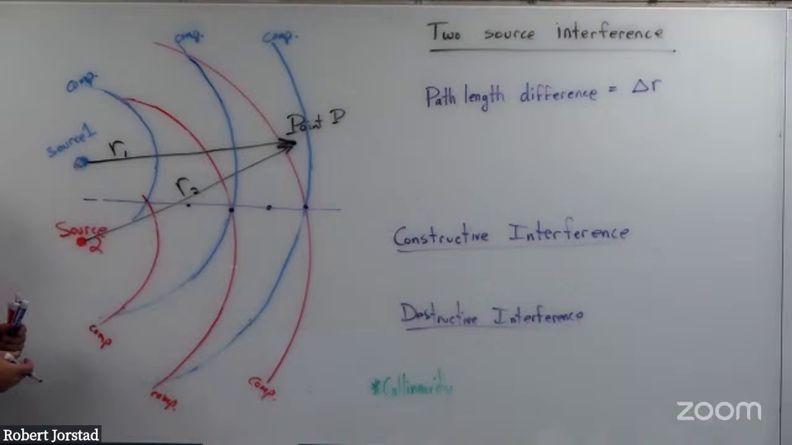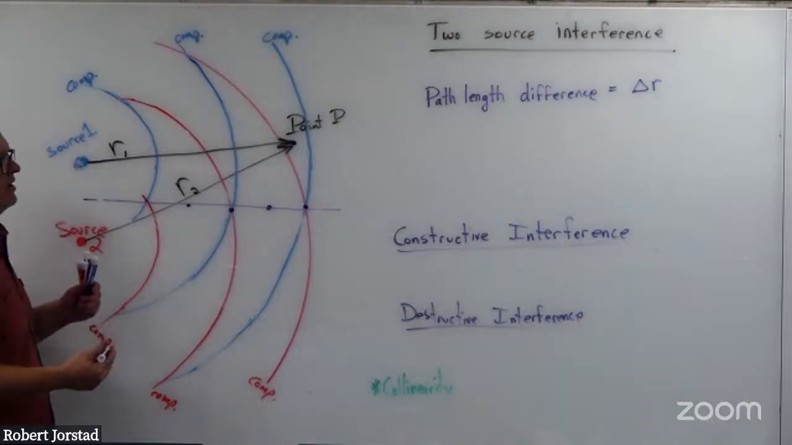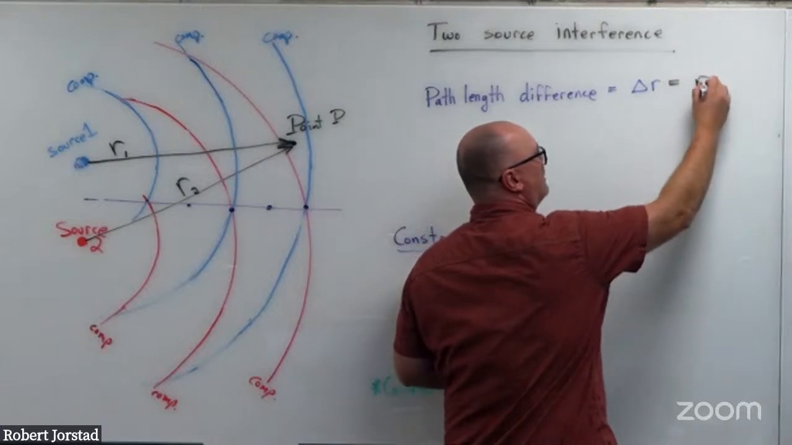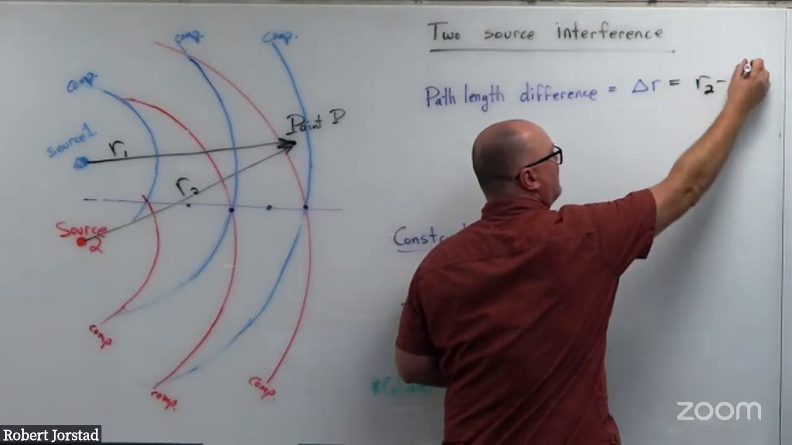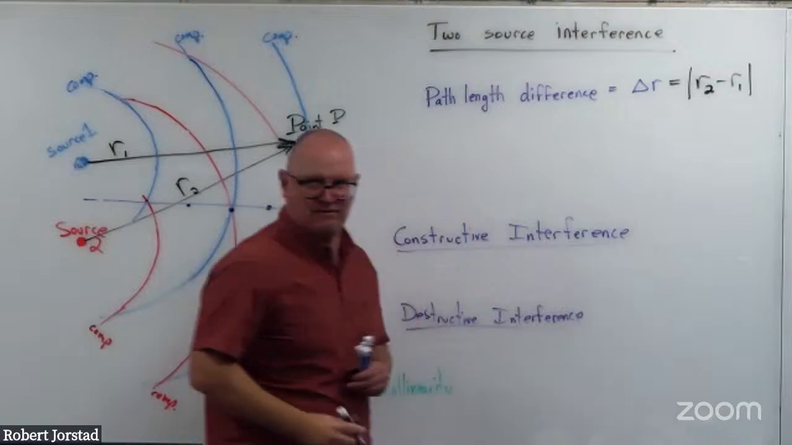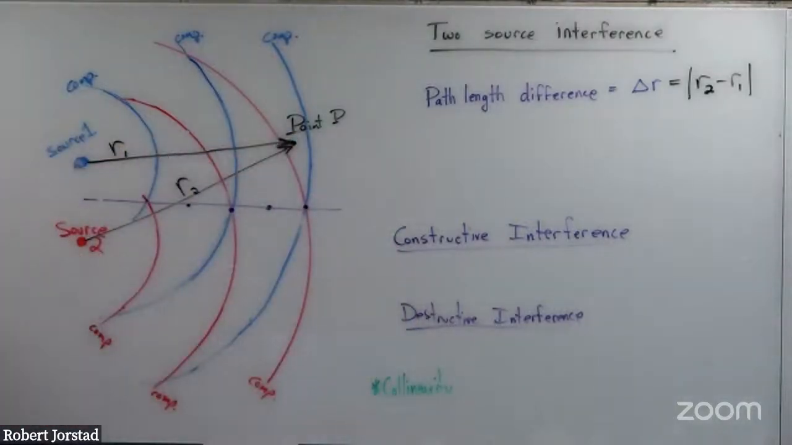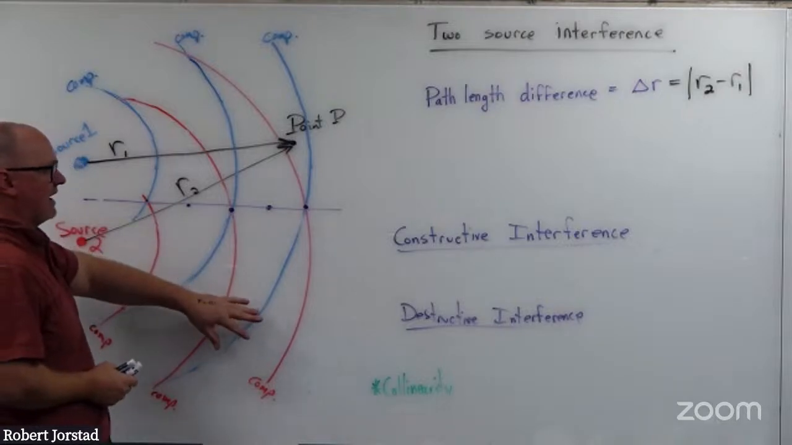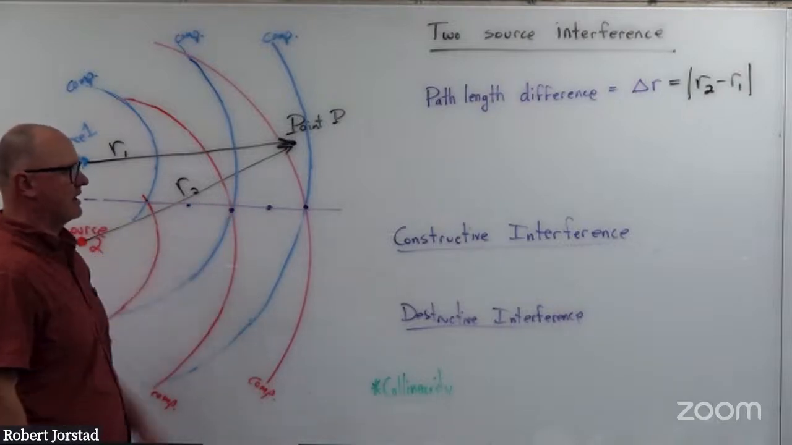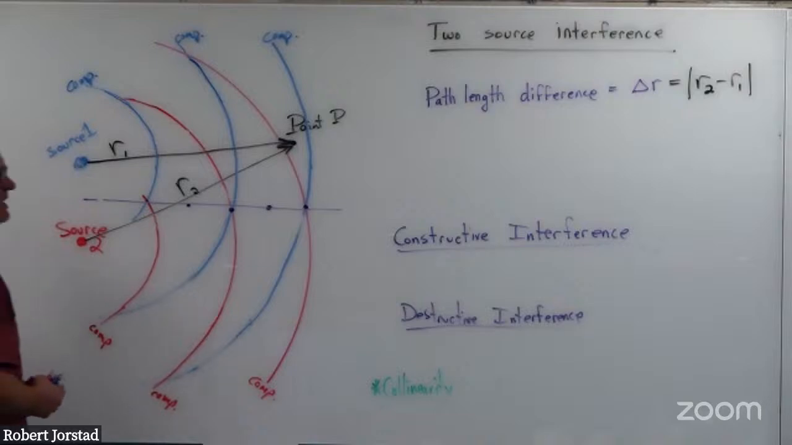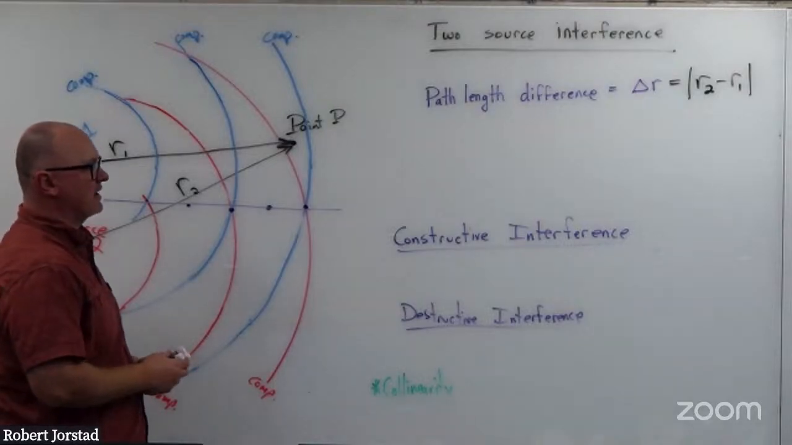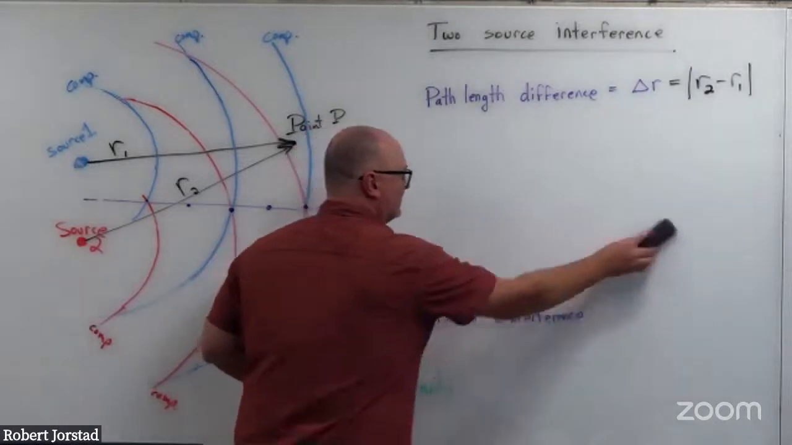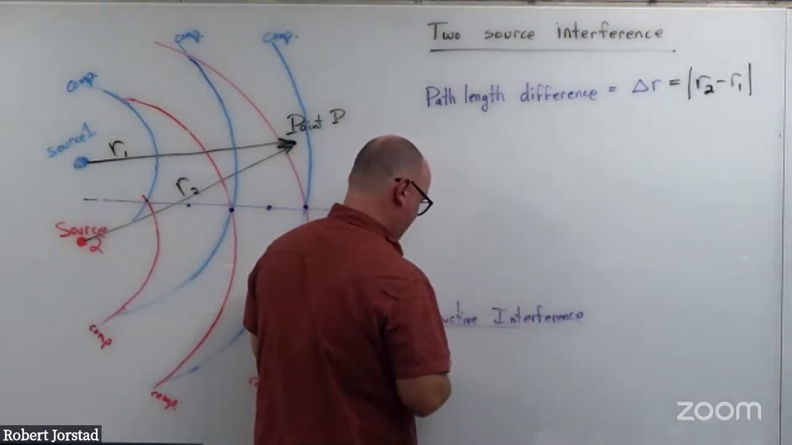Now, in general, we don't know which one's going to be longer, but the path length difference should equal R2 minus R1, and if you want, you could slap an absolute value on that. All right? So that way, if for some reason we were down on this part of the graph, R1 would be longer, and you'd still get a positive path length difference. So when are we going to see constructive and destructive interference? I think I'm going to need a little bit more room here. So let's put this up higher.